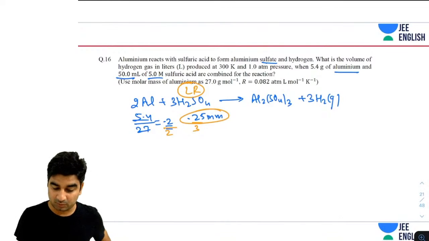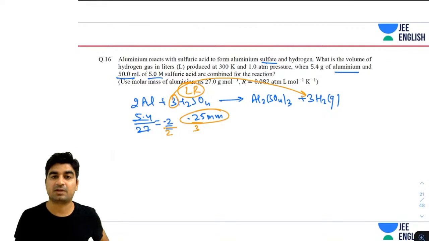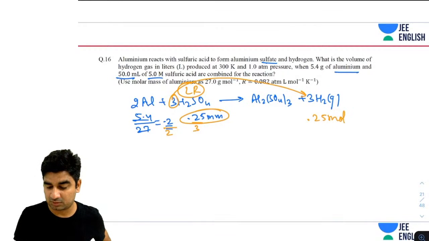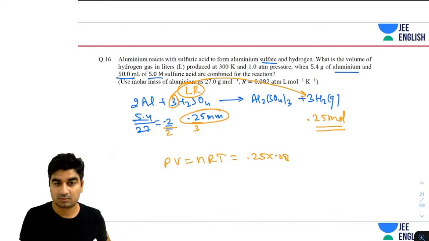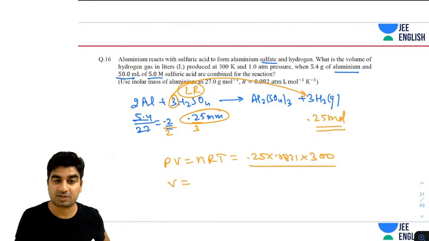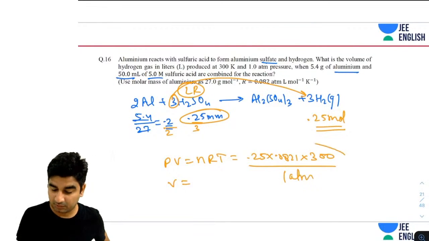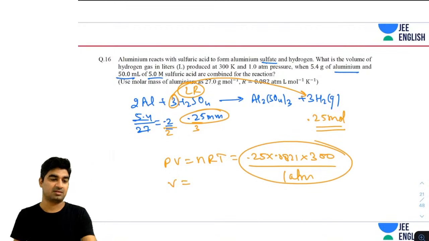So 0.25 mole, 3 mole of it gives me 3 mole of hydrogen. So 0.25 mole will give me 0.25 mole of hydrogen. So I know that 0.25 mole of hydrogen was involved. So PV is equal to nRT. So it is 0.25 into R into 300. Now volume you can calculate, divided by pressure 1 atm. You will be getting your answer, guys.